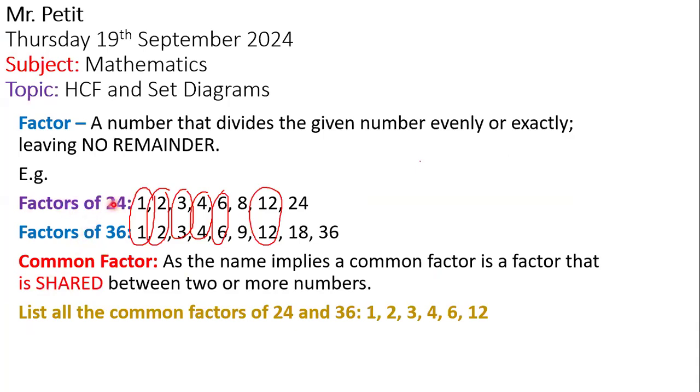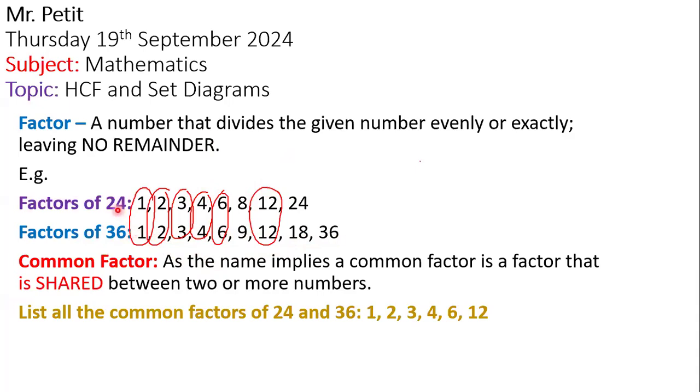So factors of 24. We have 1 times 24, that's 24. 2 times 12, that's 24. 3 times 8, that's 24. And 4 times 6, that's 24. Do you understand that? Good. Now we list the factors of 36. 1 times 36 is 36. 2 times 18 is 36. 3 times 12 is 36. And then 4 times 9 is 36. And then 6 times 6 is 36. And so that's how we get the factors of 36.